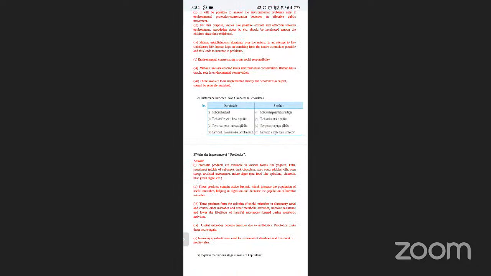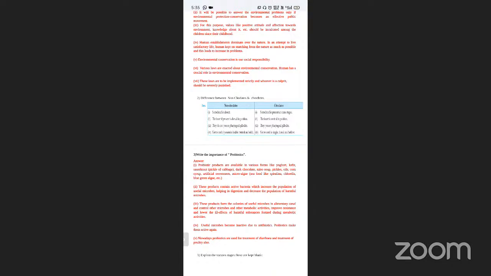Next question is the difference between chordates and non-chordates. Here I have written non-chordates and chordates. In this pattern, we are going to see the distinction. So firstly, non-chordates. In the non-chordates, notochord is absent. Whereas in case of chordates, notochord is present at some stages. This is the basic, very important difference which is required.